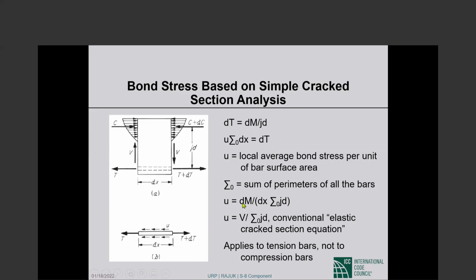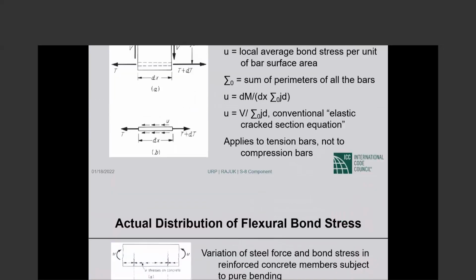So then u comes out to dM/dx, which is V. Remember from yesterday, shear is the differential of moment. So u is V divided by sigma sub 0 and the lever arm jd. This is the conventional elastic cracked section equation. In the days of working stress design, everybody was familiar with this expression. It's a long time ago. So lowercase u, the bond stress, is the shear divided by sigma sub 0, the total perimeter of the bars, and jd, the lever arm. This equation applies to tension bars, not to compression bars. That should be obvious.